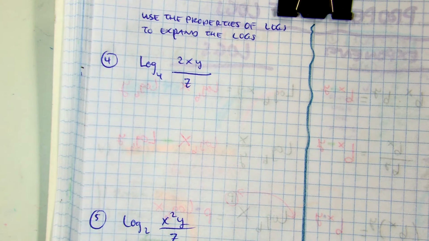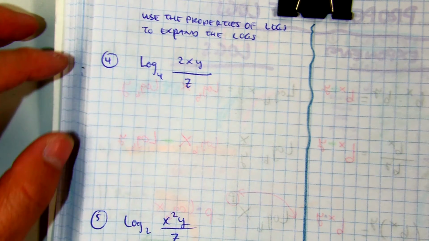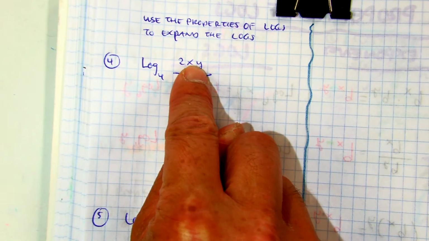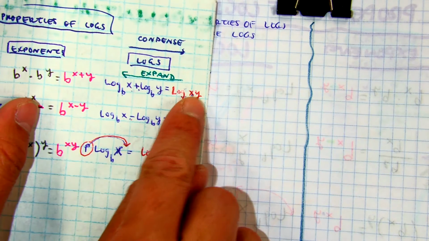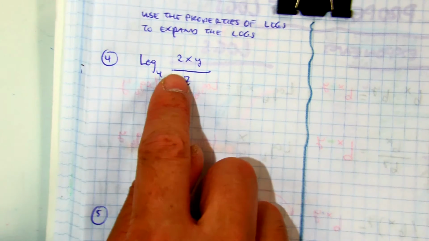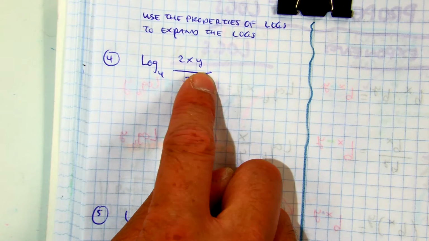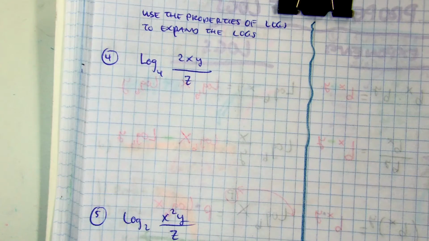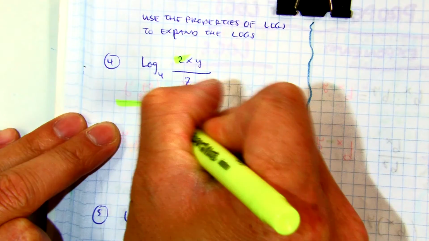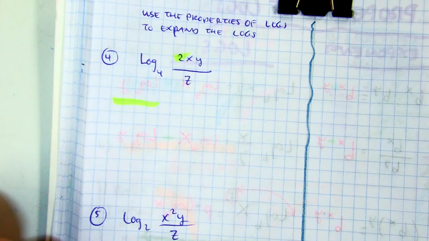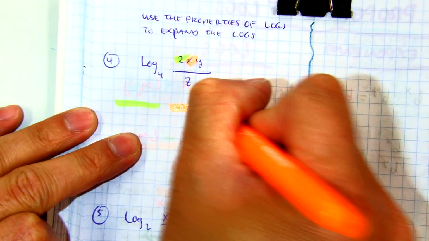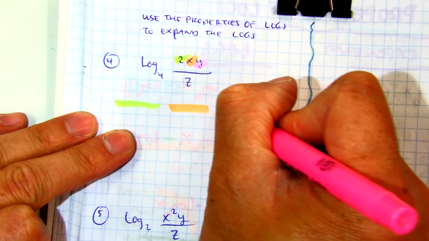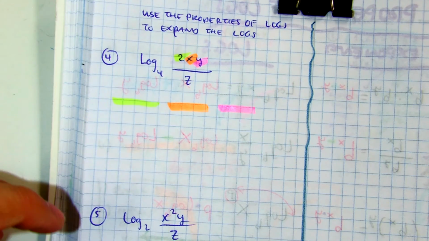Going to expand these three problems, and I see multiplication, and multiplication is going to turn into what? Addition. And this division sign is going to turn into what? Subtraction. So if I color code this, 1, 2, 3, 4.